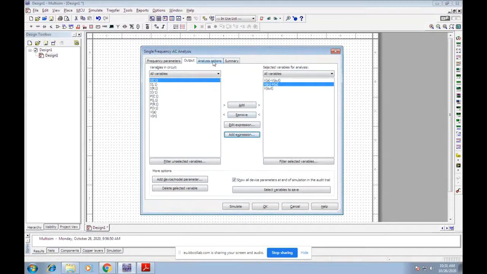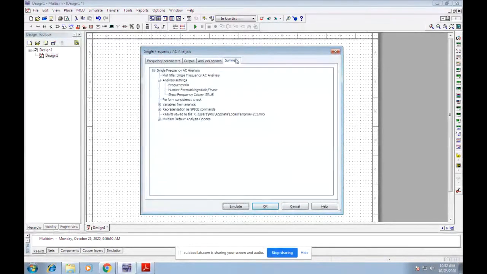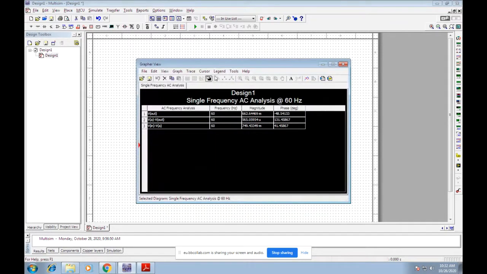Next, go to the analysis option. In the analysis option, we will always use the Multisim defaults. If you want to change the title of the analysis, you can change it to anything. Here we are using single frequency, so let the title be single frequency. It will be automatically selected. Then click on the summary, where you will see everything you have selected previously. At the end, you have to click on simulate.